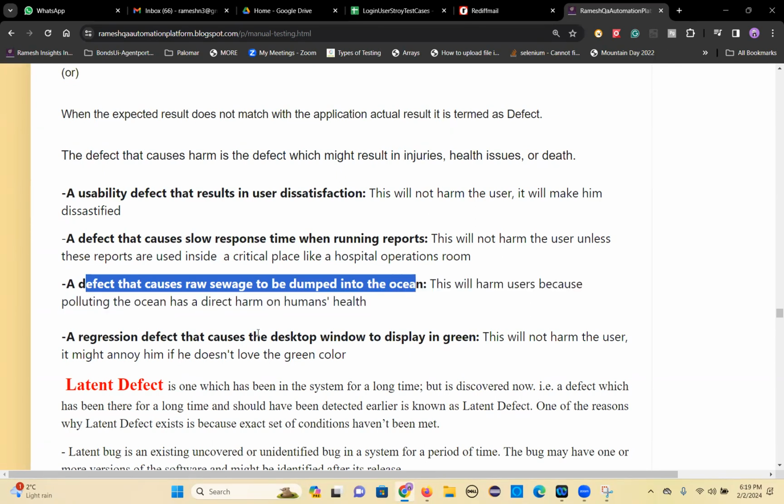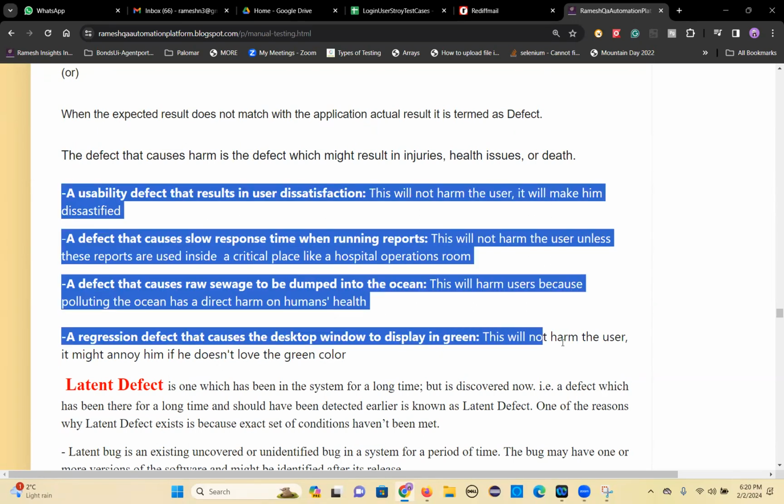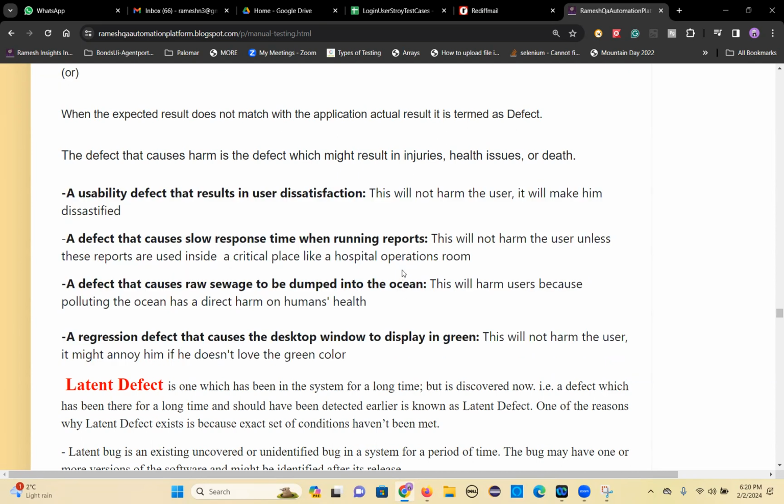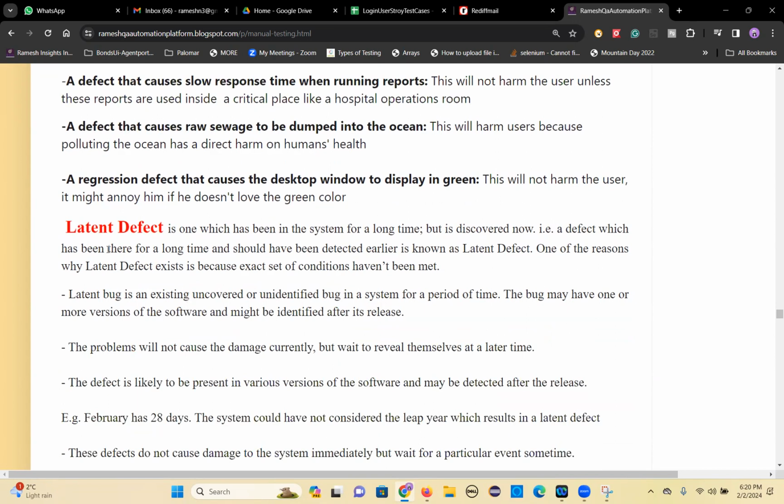A regression defect that causes the desktop window to display in green. This does not harm the user, and he can still access the desktop, but it will annoy that user. So those are the different kinds of issues and their severity and priority. But there are some technical terms we should understand. Different defect definitions are there. Let's understand them one by one.